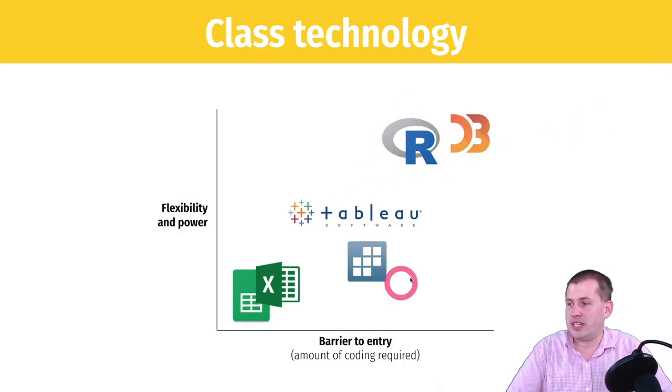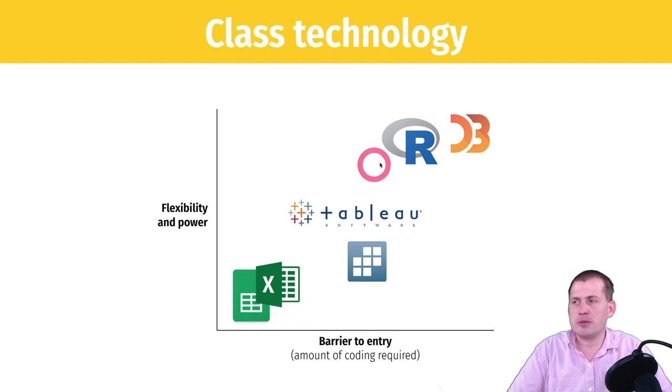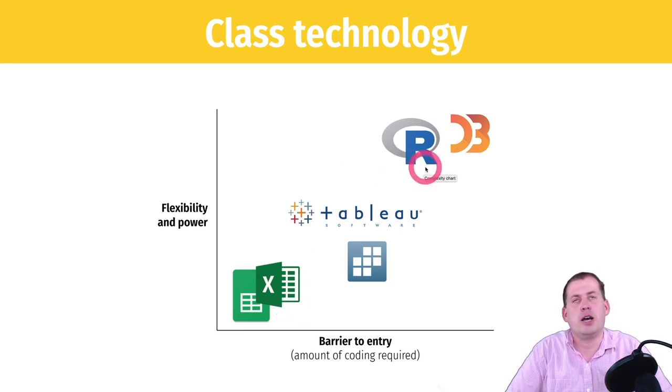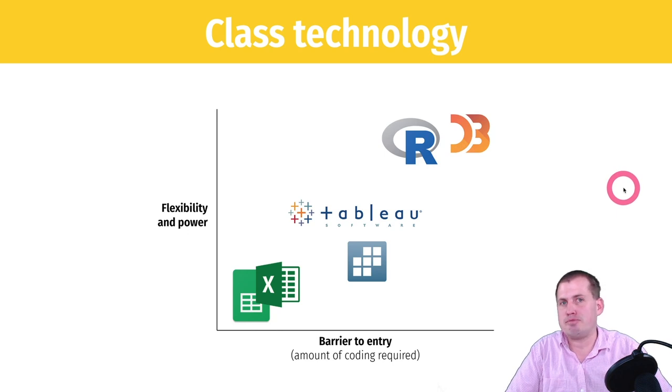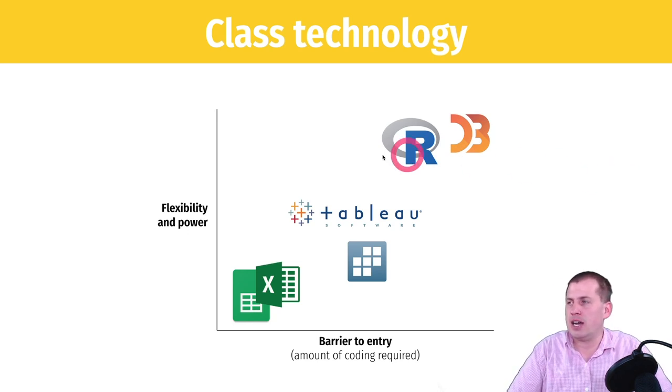The technology we're using in this class is R. If you look at this chart here, it's up in this corner. The reason we're using it is it is a little bit tricky to use initially. There will be a learning curve for the first week or so. You will eventually settle into a groove and you'll understand what's going on, but be prepared for some friction at the beginning.